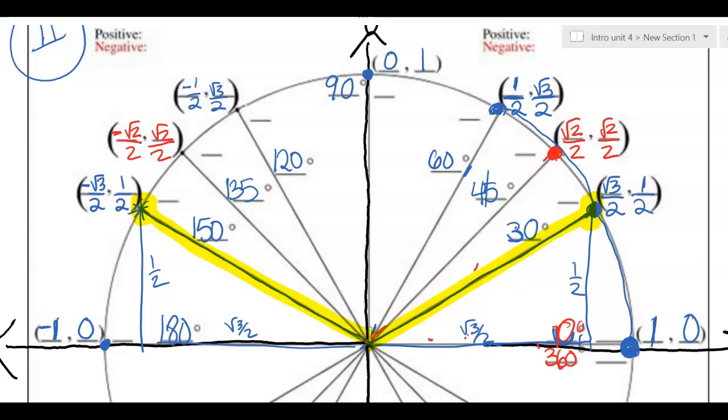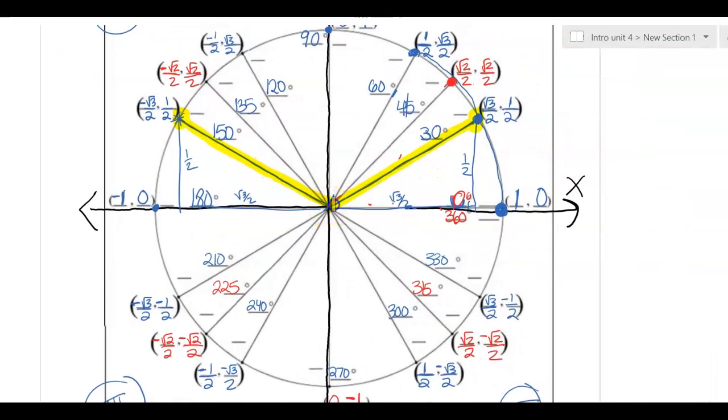Okay, I'm not talking about positives and negatives right now. I'm just talking about the number part, okay? You should have the same x and the same y for these 4 angles. All 4 of the angles I've highlighted, so that would be at 30, 150, 210, and 330, should all have a rad 3 over 2 in the x and a 1/2 in the y. Those are all 30 degrees away from the x-axis. They would all be the same triangle, just flipped over one of the axes to make the other angle. Okay?